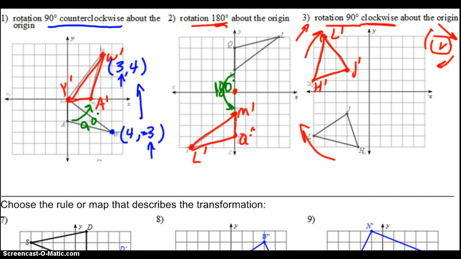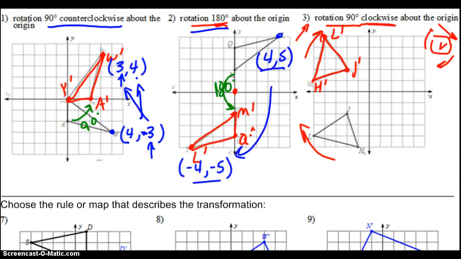So two things are happening. We're switching the X and the Y. For -3 goes to 3, 4. And we're changing the sign of one of them. What about if we rotate 180 degrees? Well, L was at the coordinate, let's see, 4, 5. And now L is at the coordinate -4, -5. So it looks like what's happening here is we're just taking the X and the Y's and we're making them both negative. That's interesting. So 4, 5 changes to -4, -5.